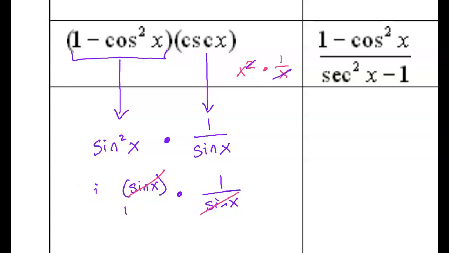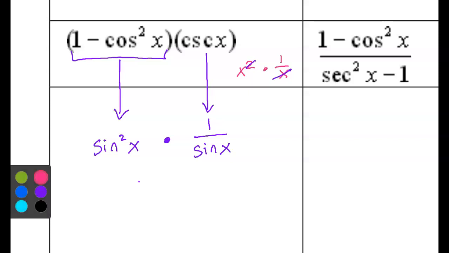So I don't actually need to write all this. I can just know that if I have sine squared of x in the numerator and sine of x in the denominator, the sine of x cancels one of the sine of x, leaving me with just sine of x.